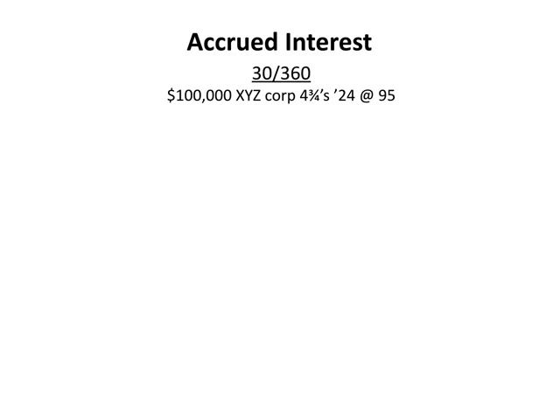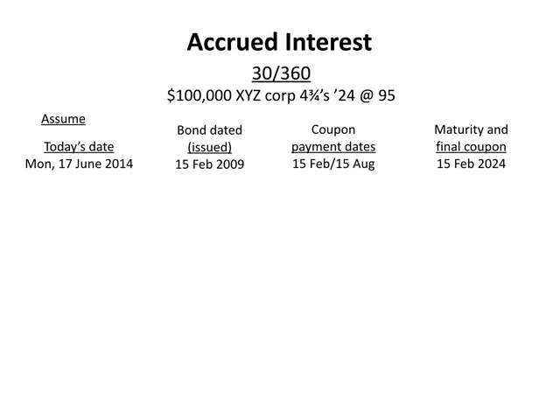So we'll calculate the accrued interest for a $100,000 par value bond from the infamous XYZ Corporation that has a 4 3/4% coupon rate, matures sometime in the year 2024, and is currently priced at 95% of par. We'll assume the bond was issued on the 15th of February 2009 to mature on the 15th of February 2024, so a bond with 15 years to its maturity at the time of issuance. The coupon payment dates are every February and August 15th until maturity. The example assumes a trade date of Monday the 17th of June 2014.